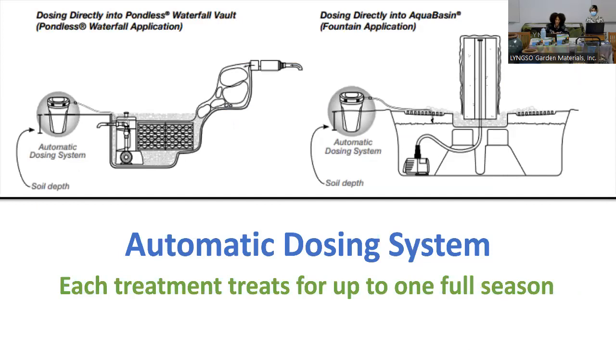So here's an example of how that automatic dosing system would work, both for pondless waterfalls or a regular aqua basin setup. So you'll see on the left there, it does have to sit outside of the feature, but it'll be connected and sourced directly into the water. Each treatment lasts up to 1 full season.